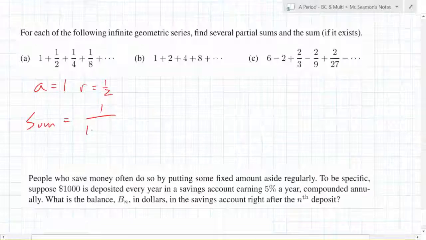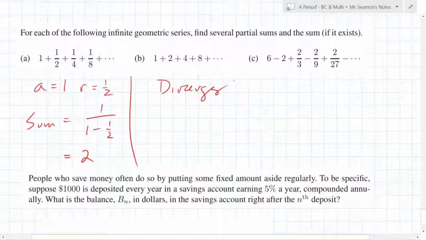1 over... So it's going to be what? 2. Nice. What about the next one? You can just look at it and tell me what it does. It diverges. So it keeps on getting bigger. It doesn't work. What's the ratio? The ratio is definitely greater than 1, right? It's 2.